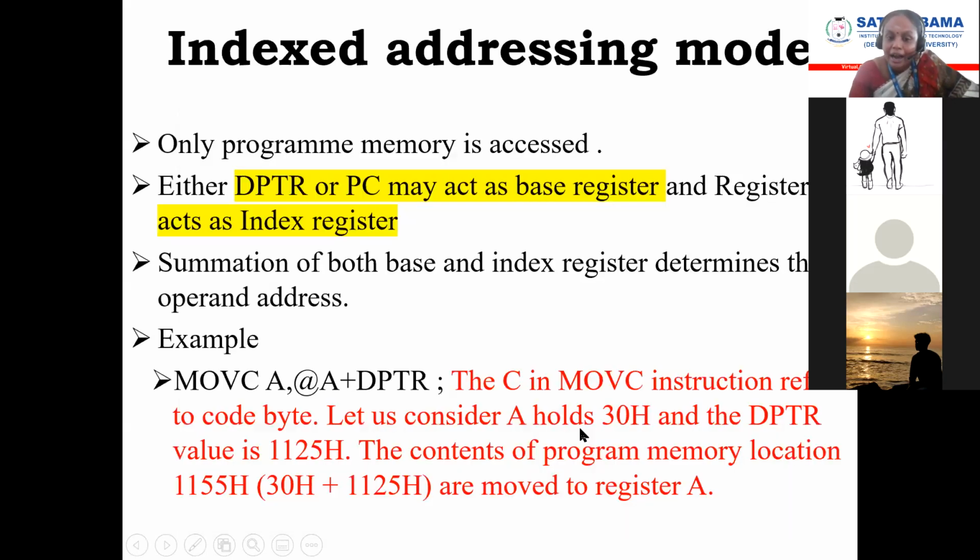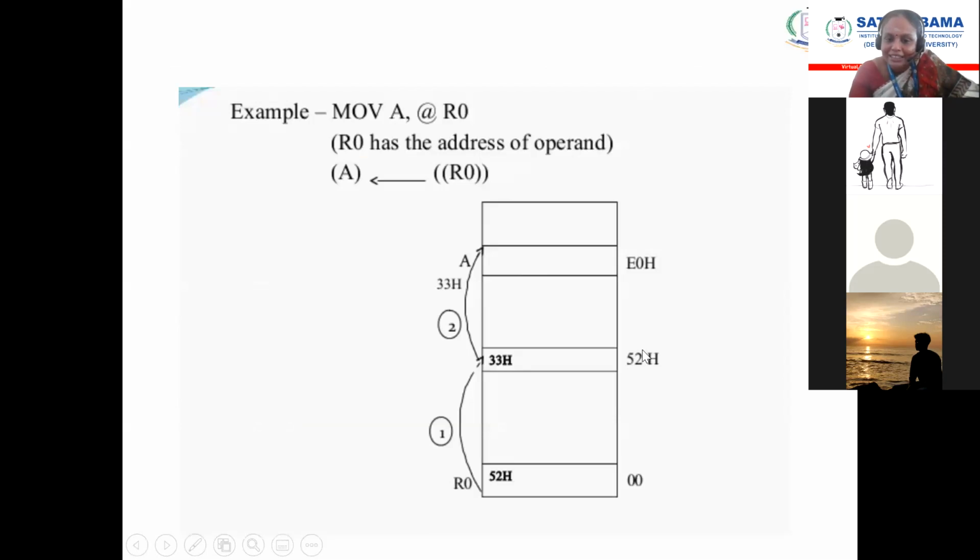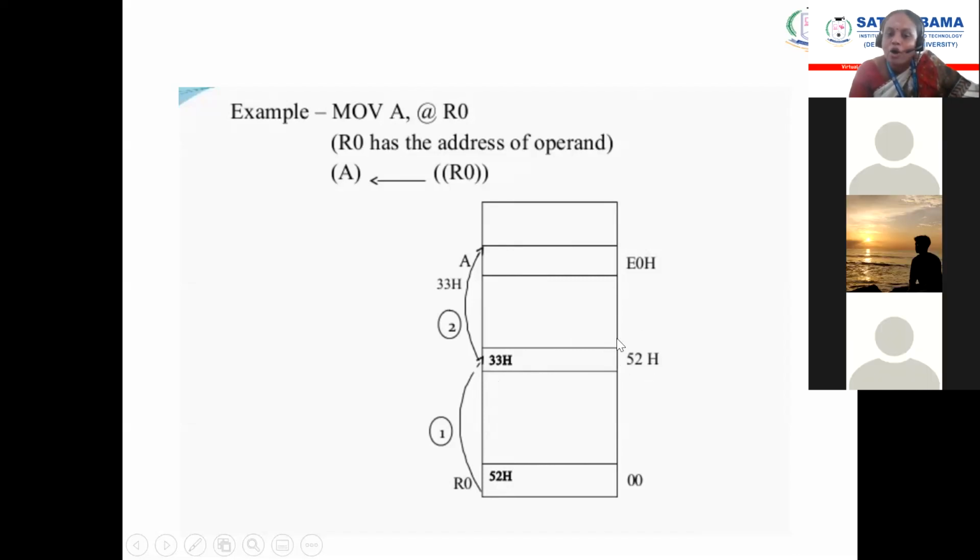Okay. So where will it go now? It will go to the address 52. And what is the data in 52? 33. That will move to the accumulator. This is called indirect addressing mode. You understand this? MOV A, @R0. @R0 means it will go to R0. In R0, what is the value I am storing? 52. So it will go to location 52. In location 52, what is the value stored? 33. That 33 will move to the accumulator.